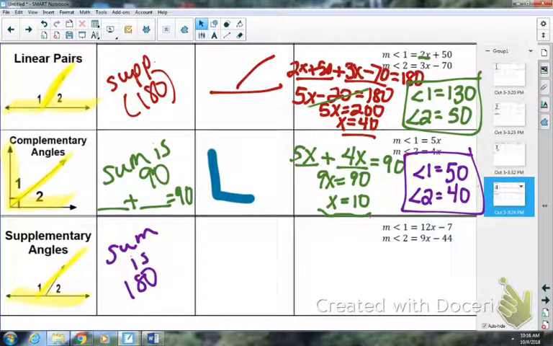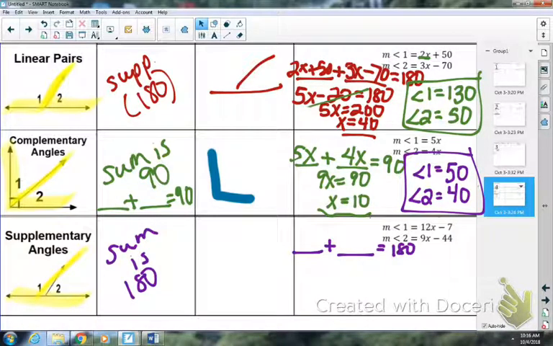So you have to rely on the concept that supplementary, again, means sum is 180. So I don't have a cool picture or a cool hint for it. If you want to use the same one as linear pair, that's fine. But again, my point is, just because they're supplementary does not mean they have to look like a linear pair. So again, for my equation part, since their sum is 180, one plus the other one gives me 180.